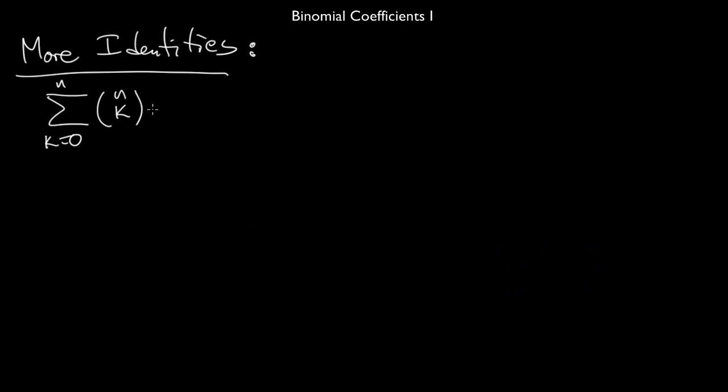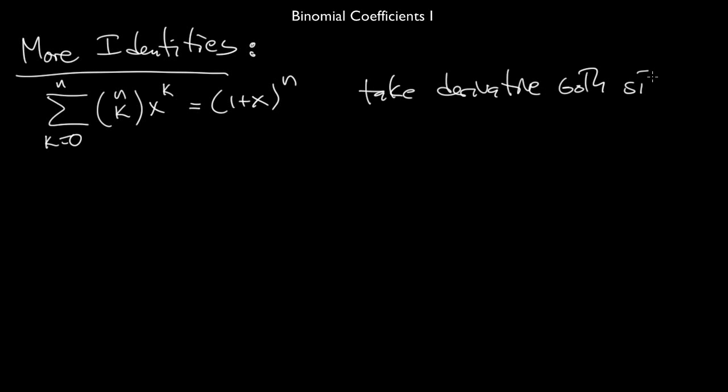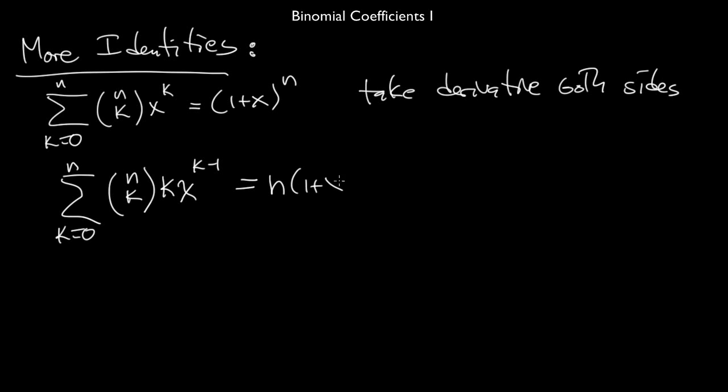All right, let's look at some more identities. There are many, many thousands of identities involving the binomial coefficients. I'm hitting the highlights. So let's look at the summation k runs from 0 to n, n choose k, x to the k, is equal to (1 plus x) to the n, the binomial theorem, in one variable. And let's take the derivative. That's an interesting thing to do when you have a polynomial. On the left-hand side, you get summation from 0 to n of n choose k, k, x to the k minus 1. And on the right-hand side, you get n times (1 plus x) to the n minus 1.